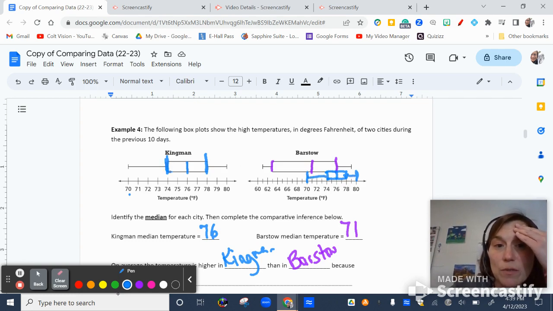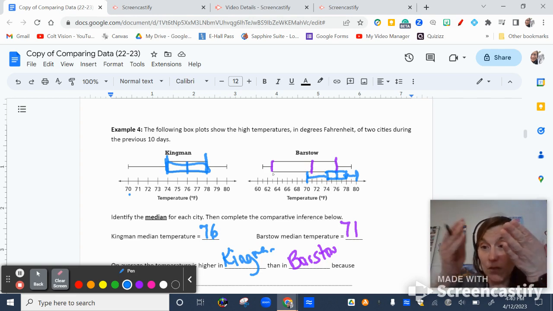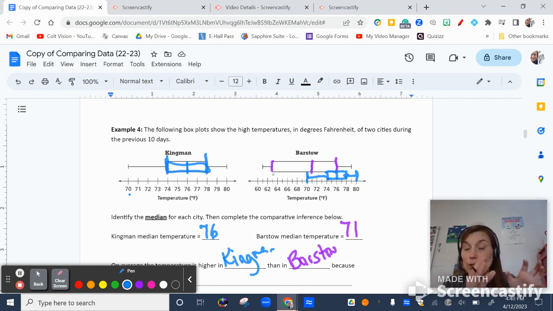So when I redraw this one on this side, now when I compare them, I say, well, clearly the middle 50% of Kingman is, first of all, much smaller. It's a smaller box, okay? And it's further to the right. So it's definitely, those temperatures are in general higher or greater than the ones at Barstow. And it's very clear when they're on the same scale.